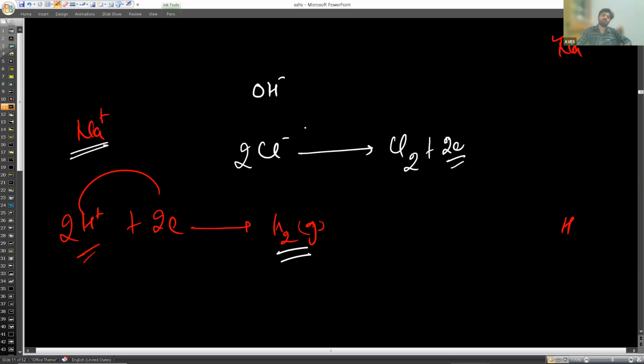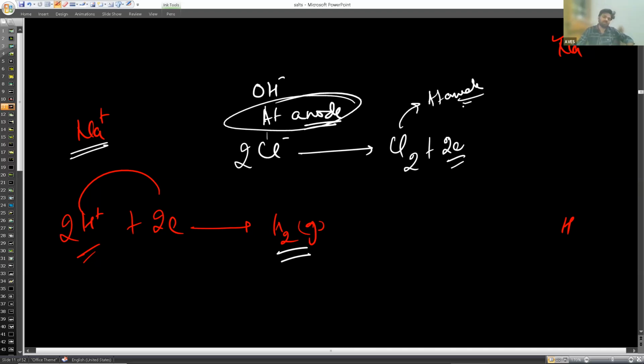The donation of electron is done at anode, and at cathode the electrons are gained. Anode means positively charged, so the two Cl minus ions will go to the anode. They will donate the electron and will form chlorine gas. The chlorine gas is formed at anode. You understood?